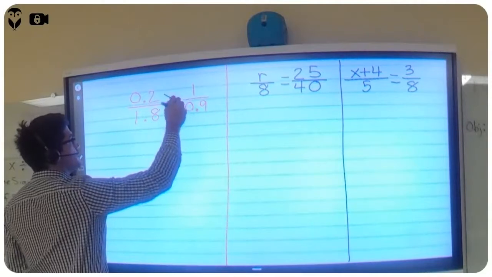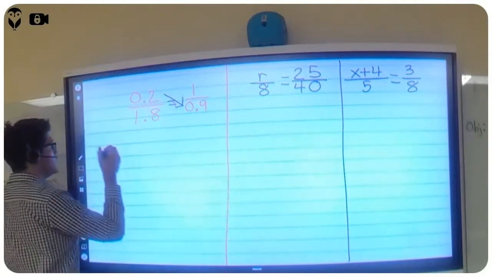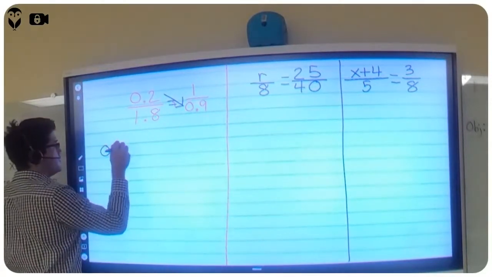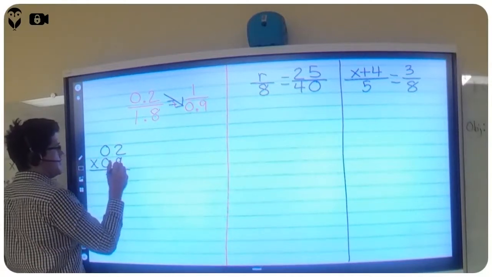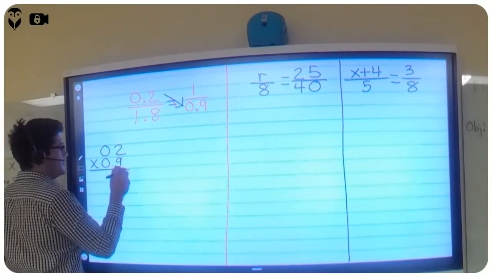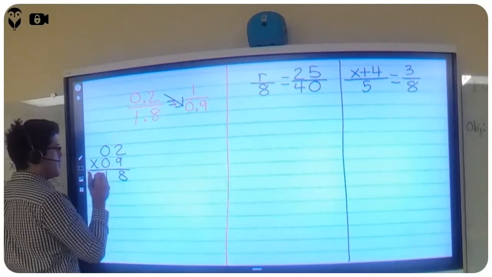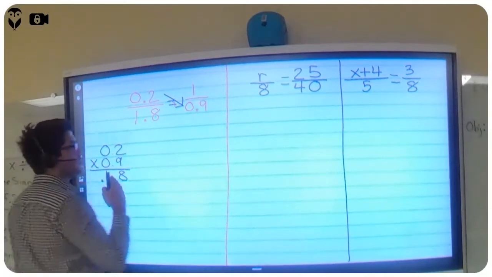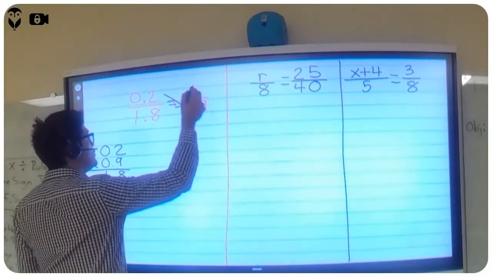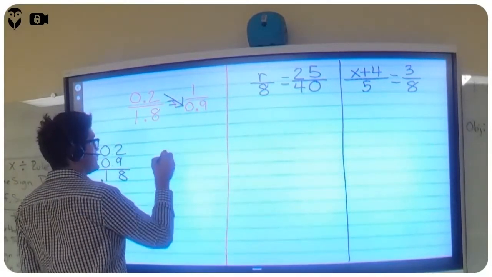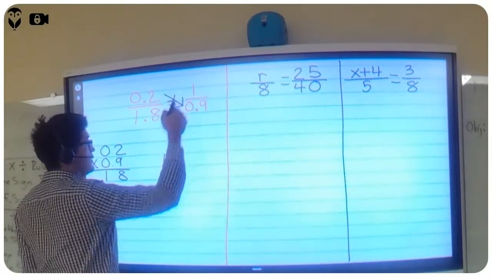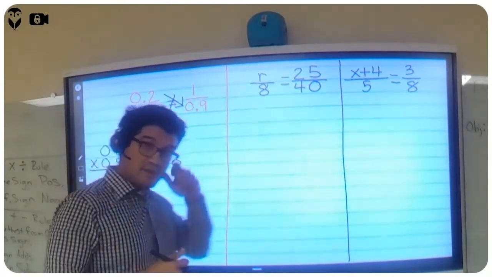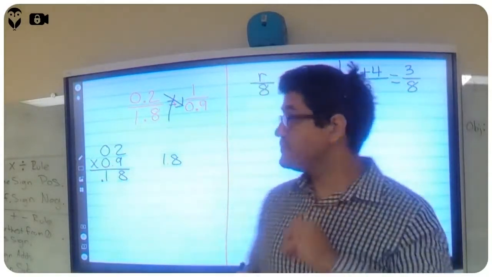So we're going to cross multiply here. So 0.2 times 0.9. That can be 9 times 2, that's 18. There's two numbers behind the decimal point, so the answer has to have two numbers behind the decimal point. Answer 18. 1.8 times 1 is 1.8. These numbers are not the same, so these are not equivalent. If they were the same number, then they would be equivalent.